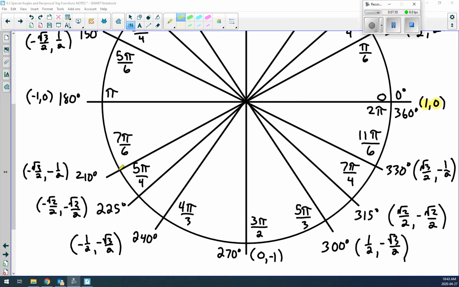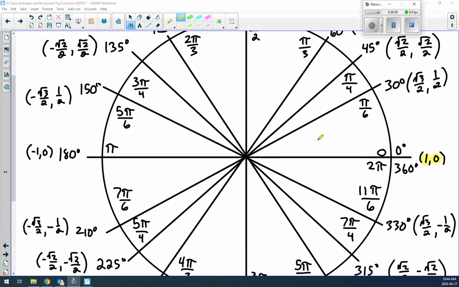7 pi over 6, that one's fine. 8 pi over 6, that reduces down to 4 pi over 3. 9 pi over 6, which is 3 pi over 2. 10 pi over 6, which is 5 pi over 3. 11 pi over 6, oh yeah, that one doesn't reduce. And then back to the beginning again, 12 pi over 6, which is 2 pi. You see how that works?